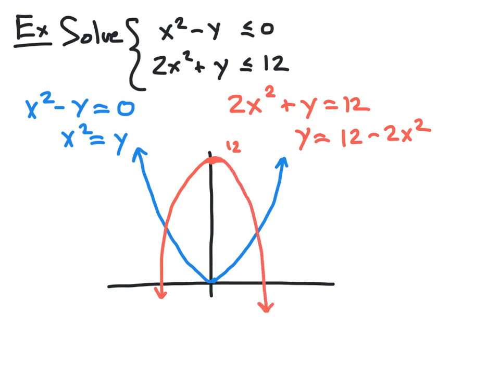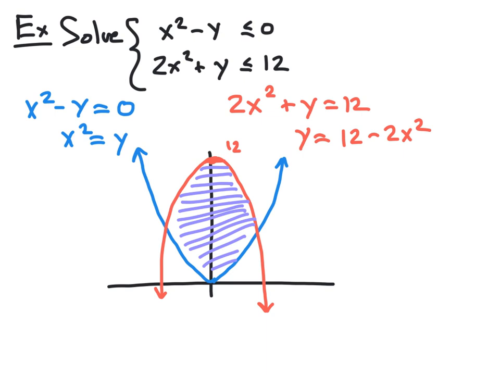Now, by choosing a test point and checking the various inequalities in a system, we observe that the solution set is going to be the region between the two curves, in particular the region above y equals x squared and the region below y equals 12 minus 2x squared.